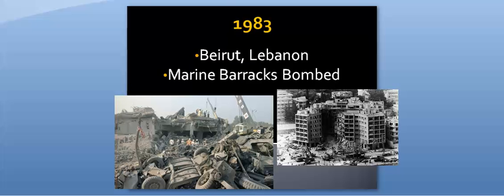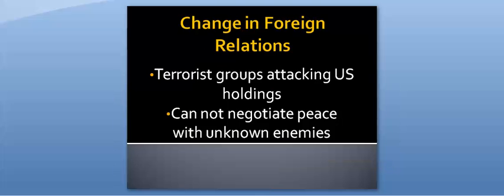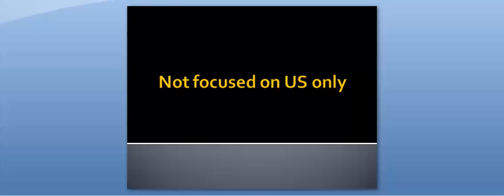In 1983, a Marine barracks in Beirut, Lebanon was bombed with a truck bomb. 241 American servicemen and 58 French military personnel were killed when two trucks filled with explosives were detonated near the sleeping quarters of the U.S.-French base. And terrorist groups, not governments, were the ones claiming responsibility for the attacks. Now that demonstrated a change in foreign relations. Presidents and ambassadors couldn't talk with or negotiate with this unknown enemy, so the attacks continued.